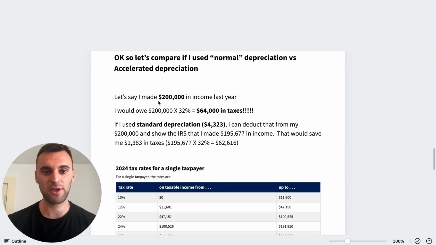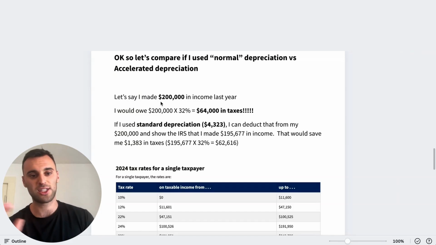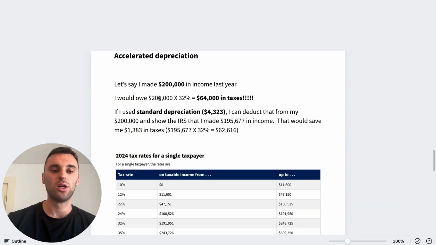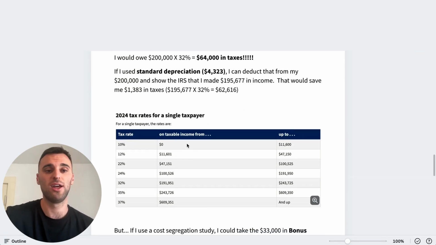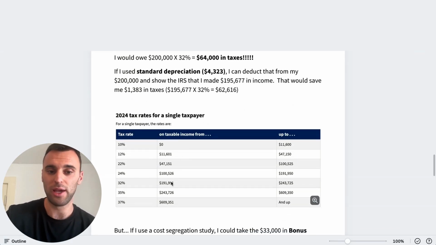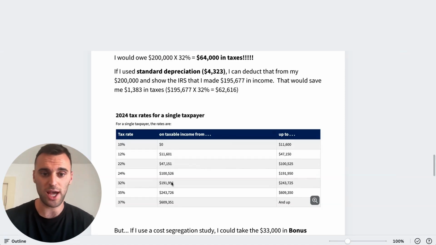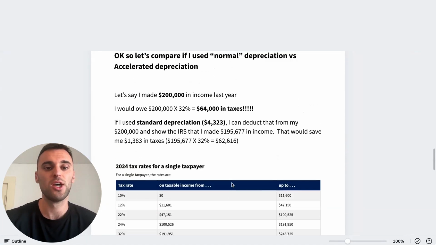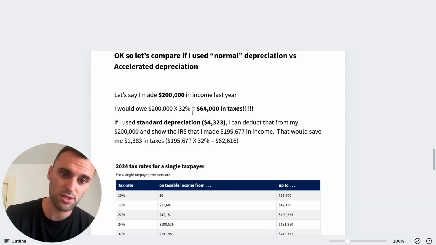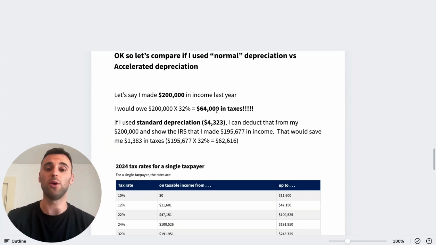Again, I'm not claiming anything here. I'm just using numbers. Let's say I made $200,000. I would owe 32% of my income to taxes. And now, how did I get that number? Here is a screenshot from the IRS's website for the tax rates for a single taxpayer. So again, assuming I use the number 200,000, I would fall in the 32% tax bracket, right? So 32% of 200,000 is $64,000 and I would owe in taxes.